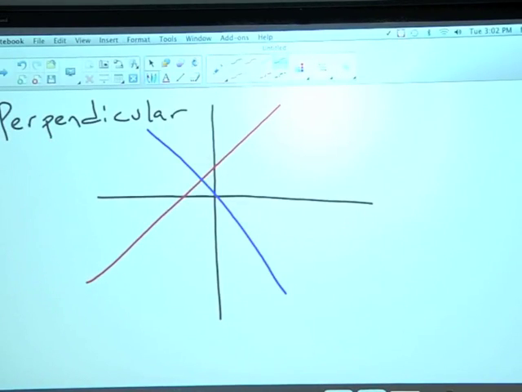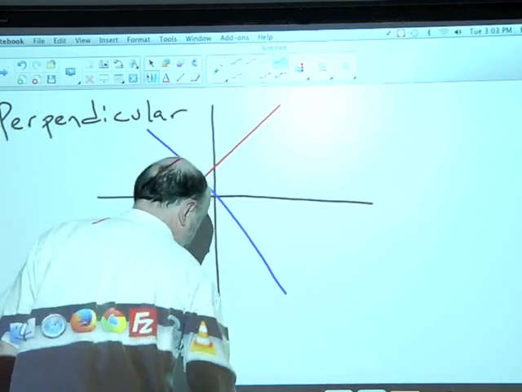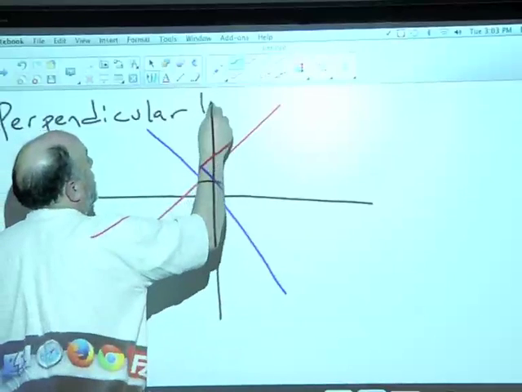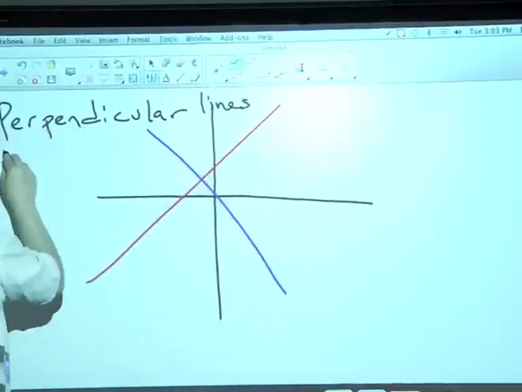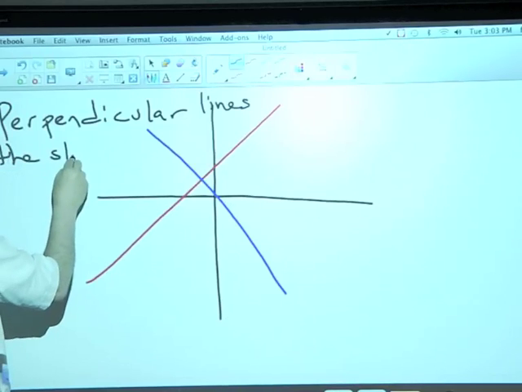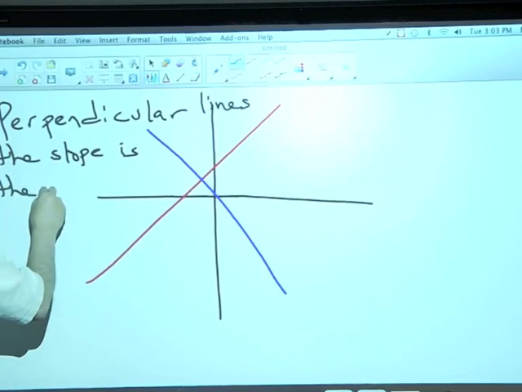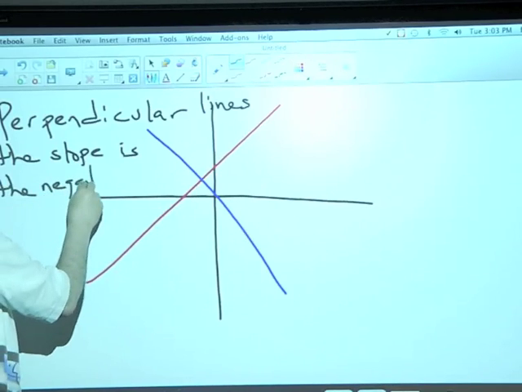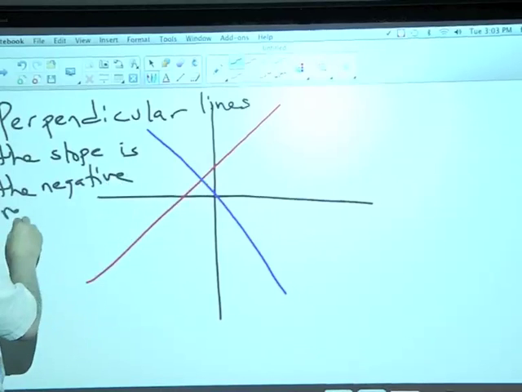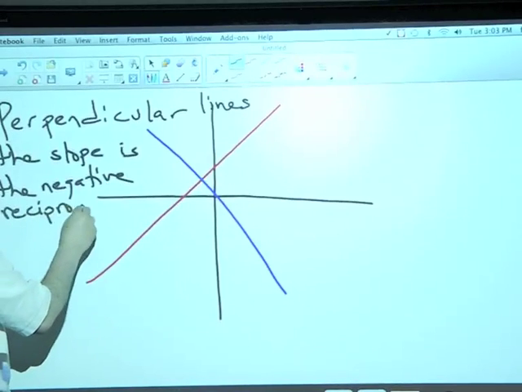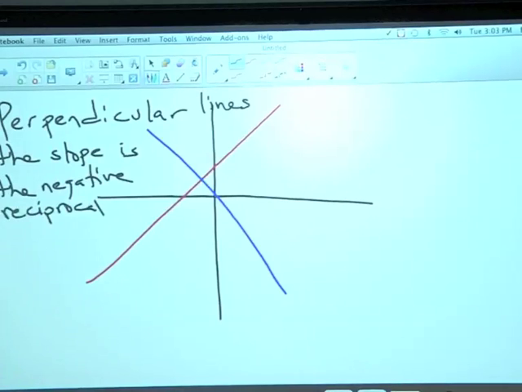Right? So for perpendicular lines, the slope is the negative reciprocal. Right? So now you're going to have to deal with fractions, one way or the other.